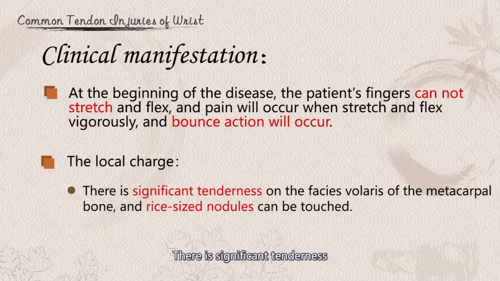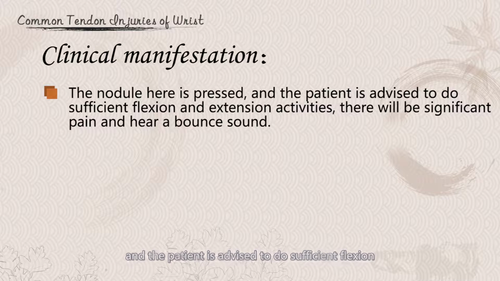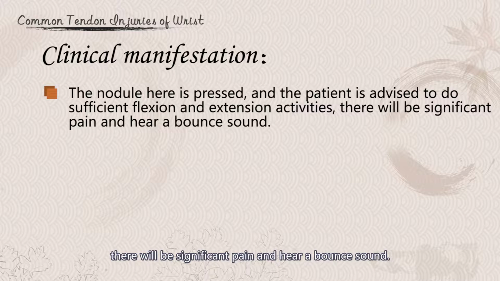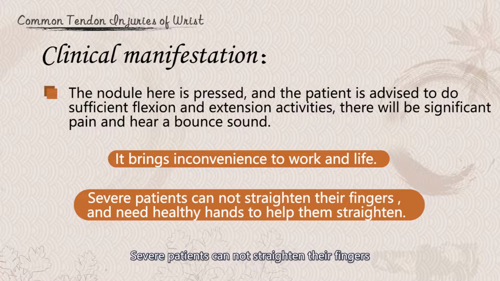There is significant tenderness on the face of the head of the metacarpal bone, and nodules can be touched on the palm side. When the nodule is pressed and the patient is asked to do sufficient flexion and extension, there will be significant pain and a bounce sound. Because of the limited extension and flexion, it brings inconvenience to work and life. Several patients cannot straighten their fingers on their own after flexion and need the healthy hand to help straighten them.